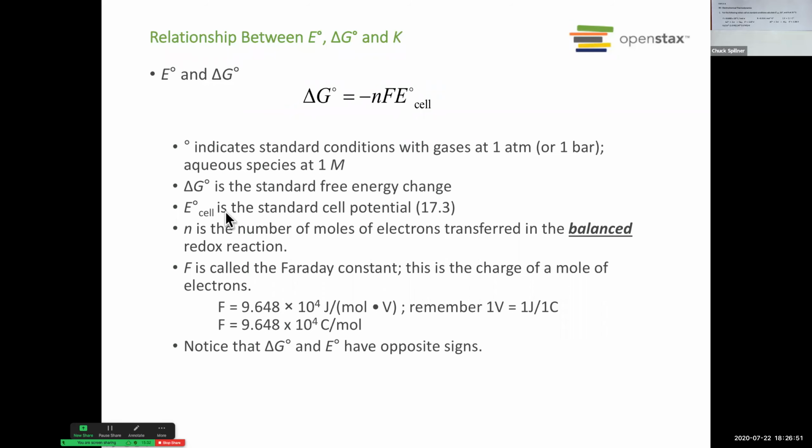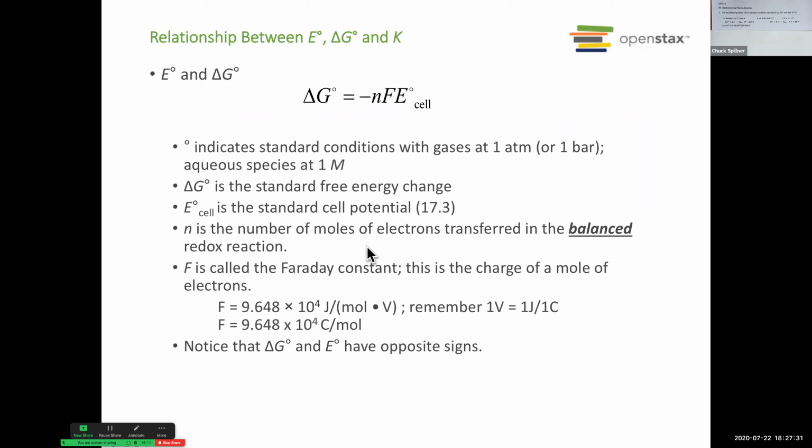Delta G naught is the standard free energy. E naught cell is the standard cell potential, which we learned about in the last section, 17.3. And you can calculate that if you know the redox equation. From the chemical equation for the redox reaction, you can calculate the standard cell potential from the standard half-cell reduction tables that we have already used. n is the number of moles of electrons transferred in the balanced redox reaction. And a balanced reaction is really important. So when we get to the problem solving part, the first thing we're going to do is balance the equation.